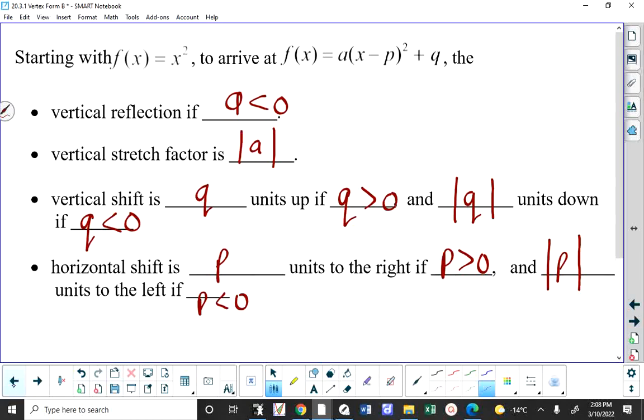So I'm going to give you about 5 minutes to do this quiz. You are not allowed a graphing calculator for this quiz. You should not need a calculator at all. There's no calculations involved.